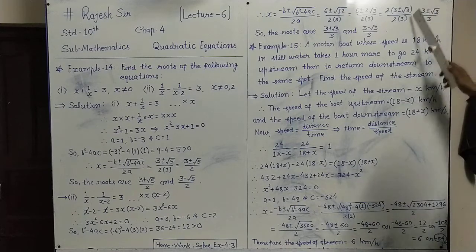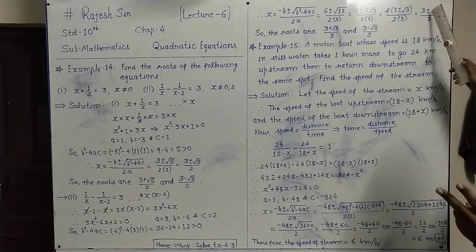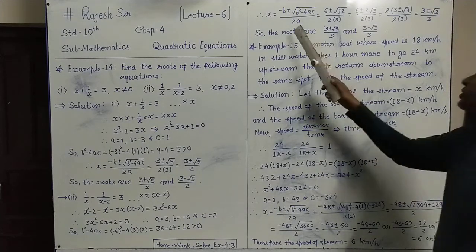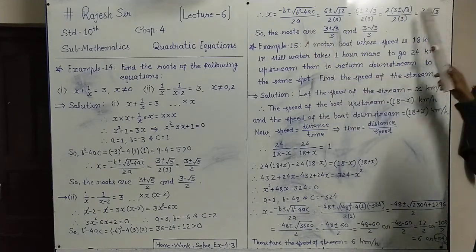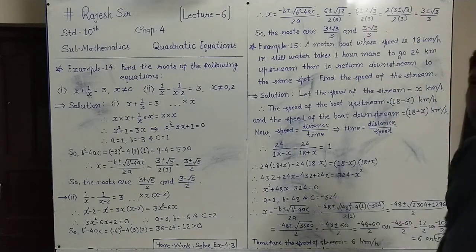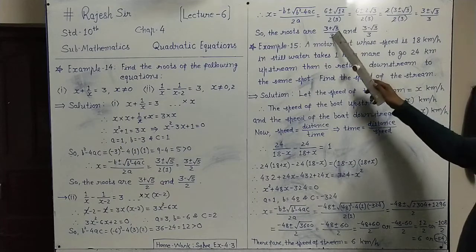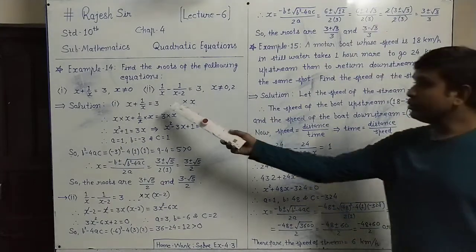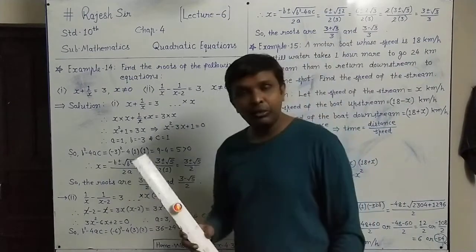Again this expression has two roots. One time you have to take this plus and the second time you have to take this minus. So the roots are 3 plus root 3 upon 3 and 3 minus root 3 upon 3. This way two roots in this we have and we have separated. So this way both the equations' roots we have found by quadratic formula.